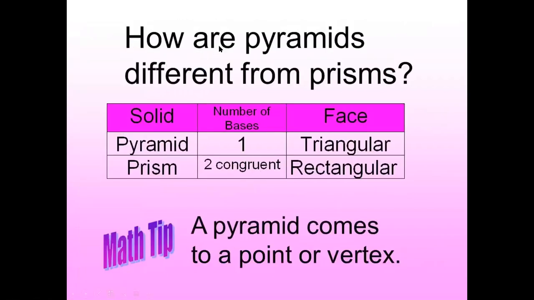How are pyramids different from prisms? In the pyramid, we have only one base, as we said, and the other faces are triangles. In the prism, we have two congruent and two parallel bases, and the other faces are rectangles.